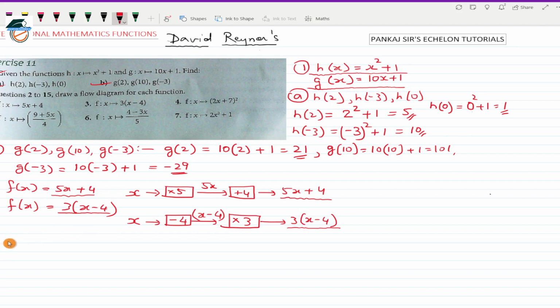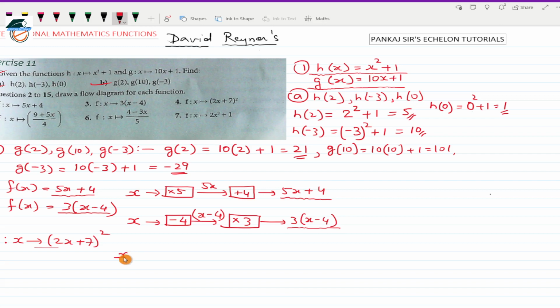The fourth is f of x. Now instead of writing this f of x every time, you can write it this way also: f semicolon x arrow mark 2x plus 7 square. Okay. These are different notations. I have taught you in the previous videos how these functions are denoted in various ways. So this is one way, f of x. This is another. So that's not an issue anyway. So let us start with this: 2x plus 7 the whole square.